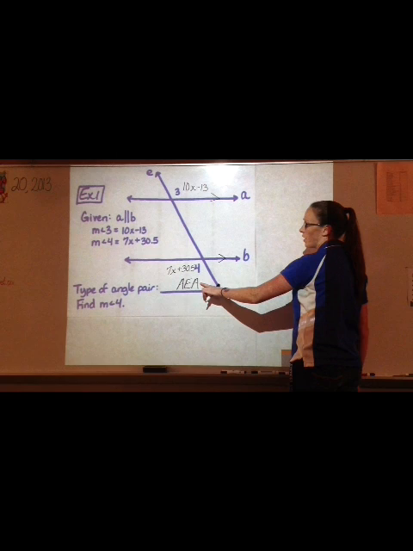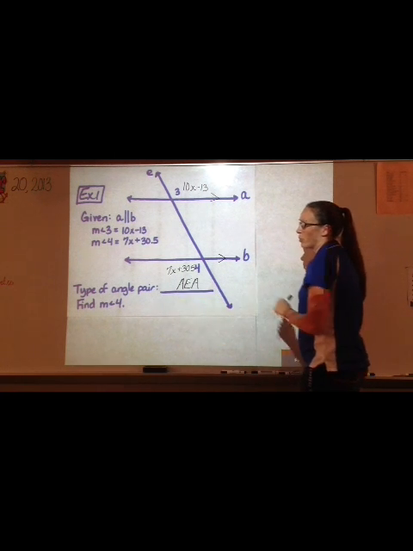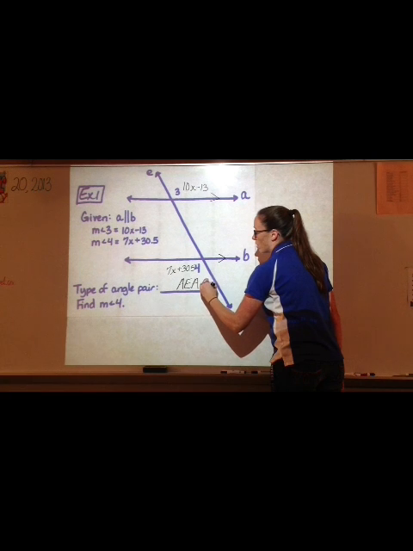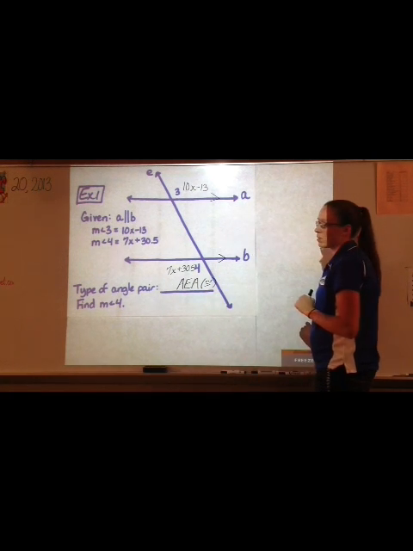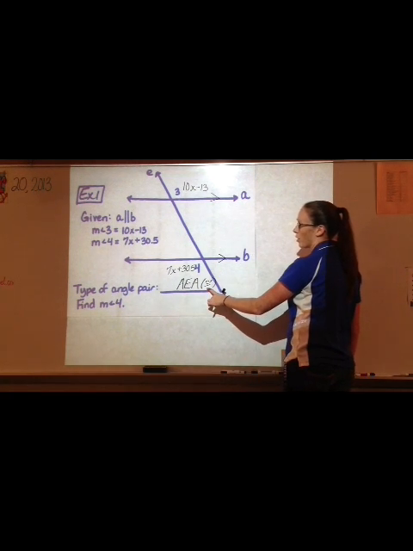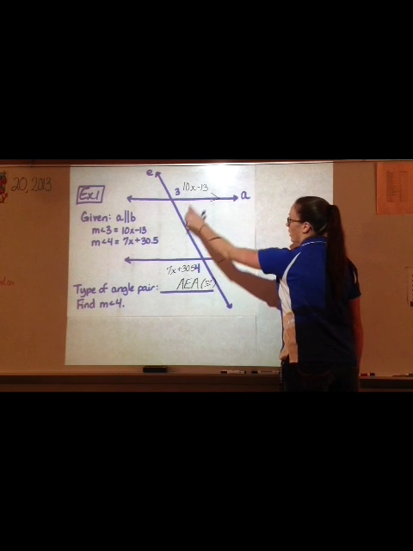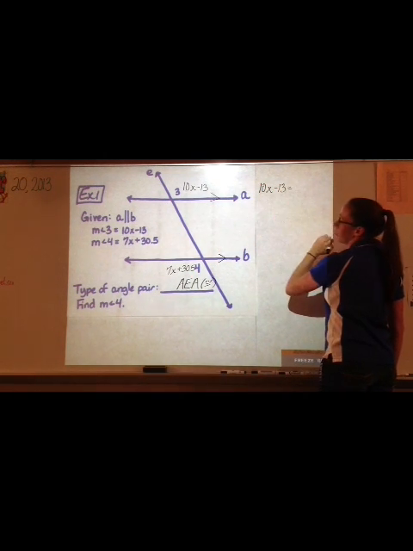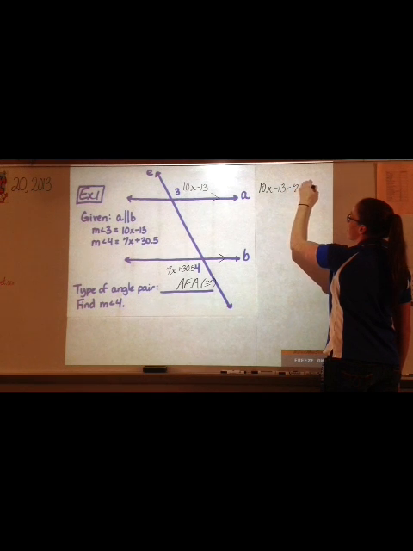Take a moment and find this in your congruent and supplementary lists. We'll see that this pair of angles is in the congruent list. This helps us write our equation. Okay, if these two angles are the same measure, we know that 10x minus 13 must equal 7x plus 30.5.